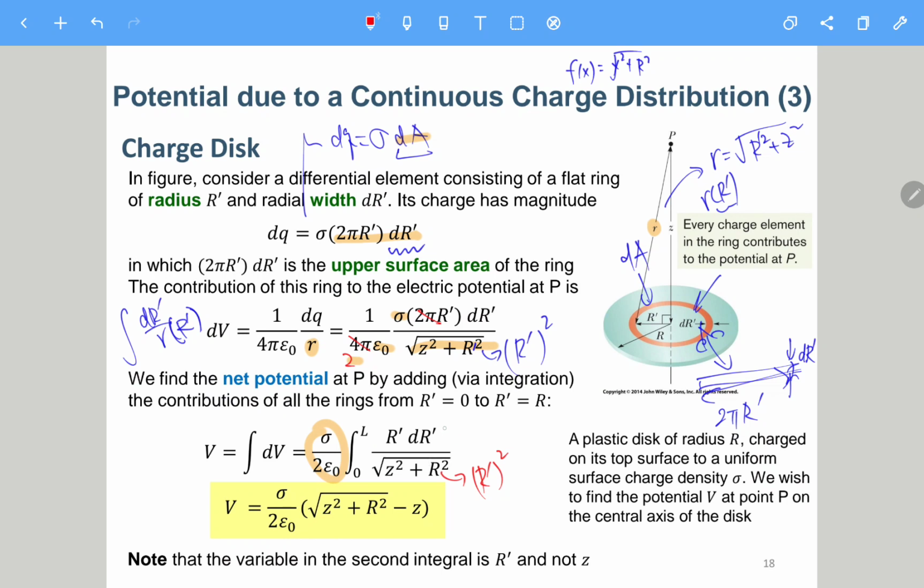This one, we can make it like d of r prime squared plus z squared. So it is like the reverse direction of the chain rule. If you are not familiar with this one, I can try to rewrite it like d of r prime squared plus z squared, and then dr prime. Then this is like a normal derivative. This is something squared, and taking the derivative will be like 2r prime.